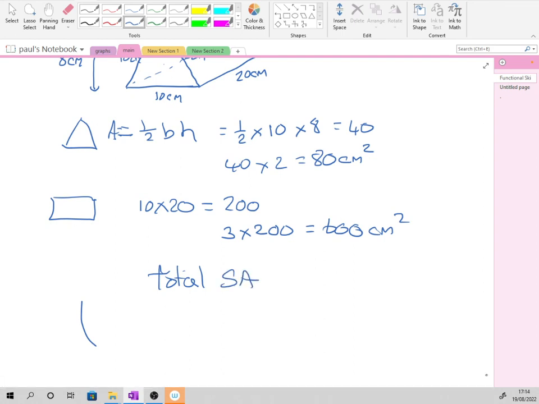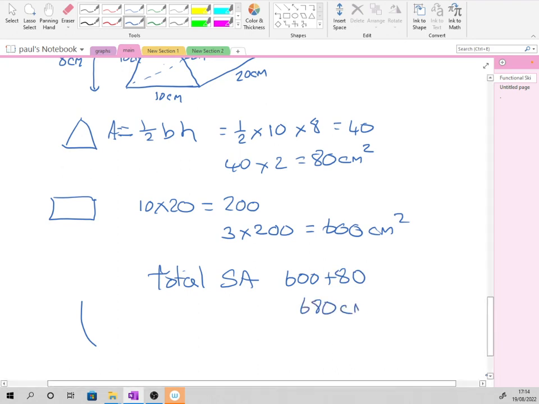You can watch this again and again. Watch it at double speed if you're getting bored. Total surface area is 600 plus 80. Hope you can do that by this stage of the course. 680 centimeters squared. And I hope I got it right.